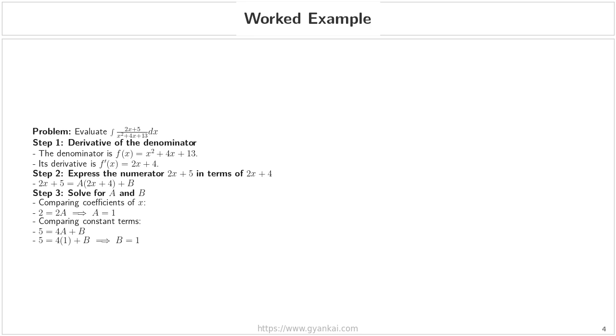Next, we equate the constant terms. On the left side, we have 5, and on the right side, we have 4a plus b. Substituting a equals 1, we get 5 equals 4 times 1 plus b, which simplifies to 5 equals 4 plus b. Solving for b, we find that b equals 1.